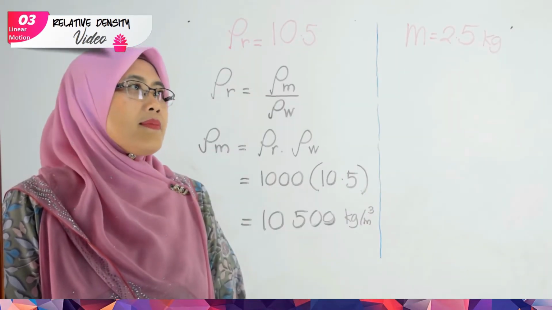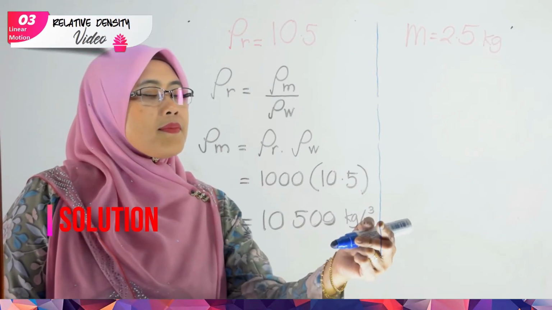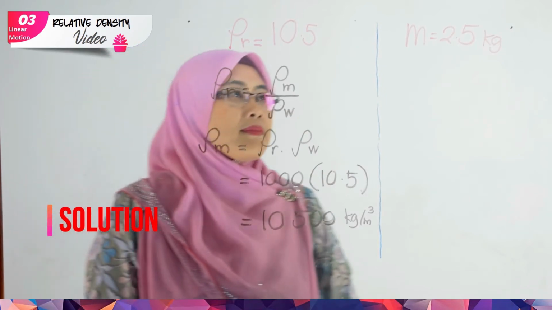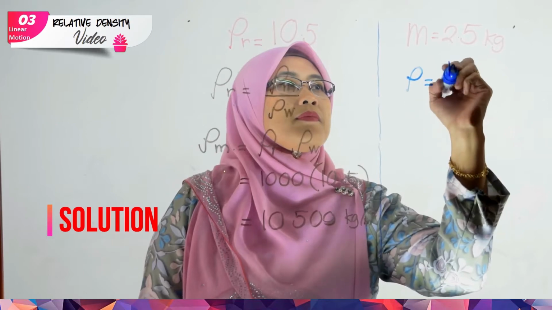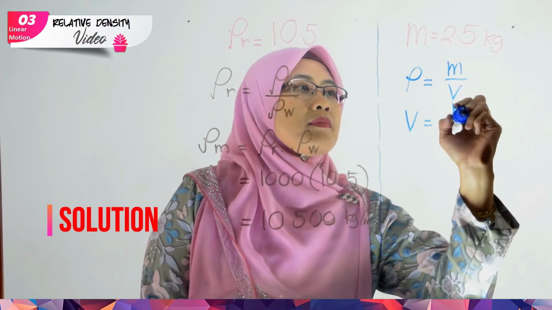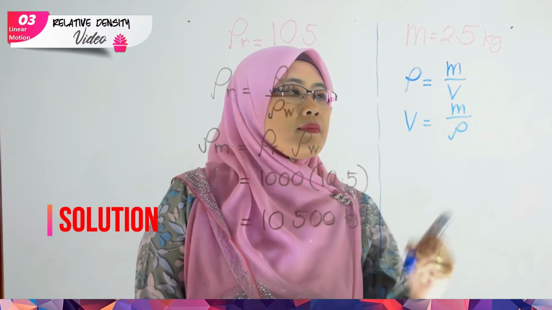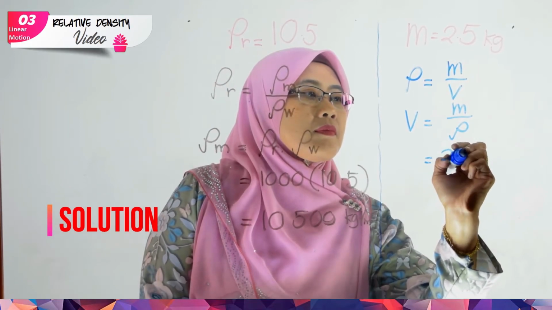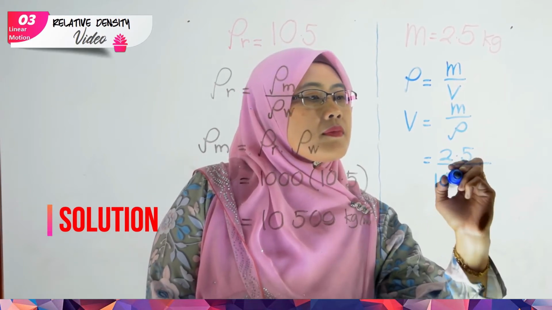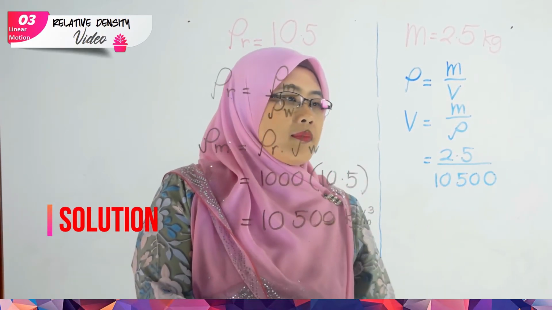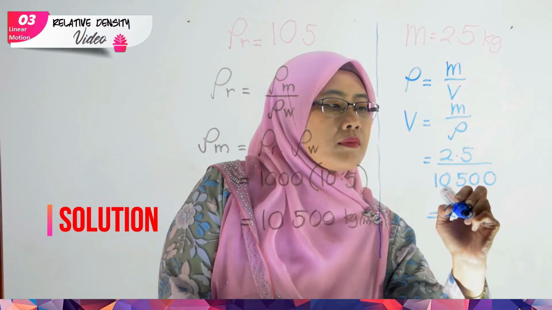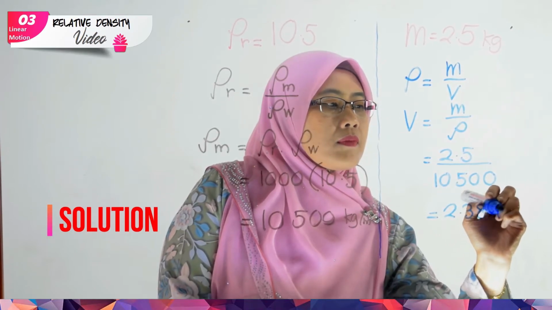Now, we have the value of density and mass of the silver. So, we use the formula of density. Rho equal to m over v. And change v as subject. Then, insert the value that is given. V equal to 2.5 divided by 10,500. So the answer is 2.38 times 10 power of negative 4 meter cube.